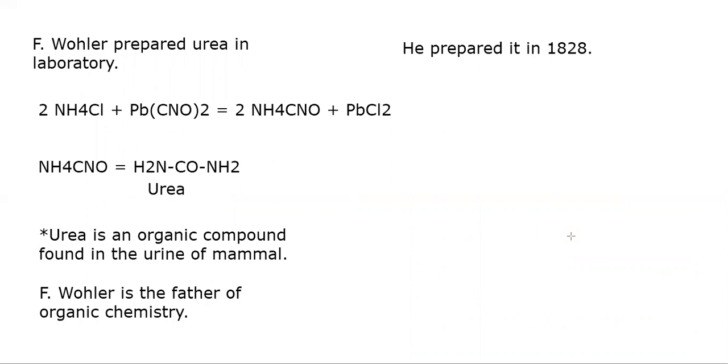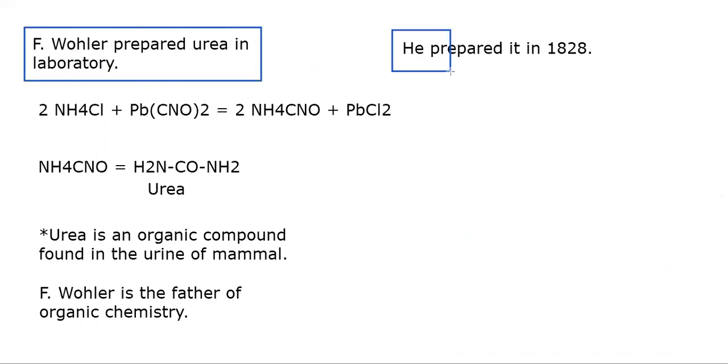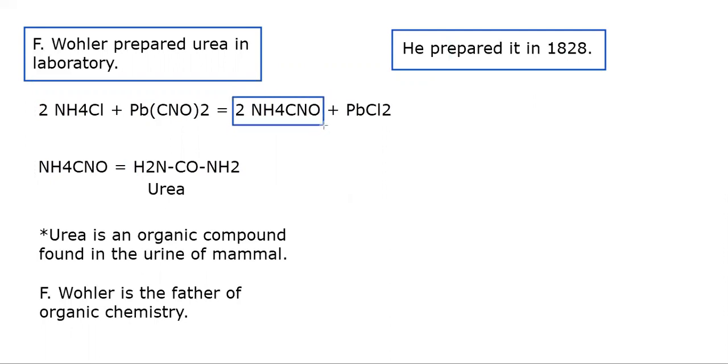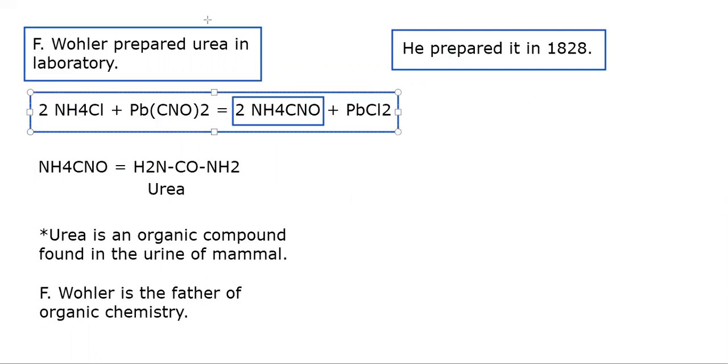But in 1828, Friedrich Wöhler, a German scientist, accidentally prepared urea, an organic compound, in his laboratory. How did he prepare urea? Actually, he was trying to prepare ammonium cyanide. He took ammonium chloride and lead cyanide to produce ammonium cyanide and lead chloride. He raised the temperature, gave heat, and tried to produce ammonium cyanide.